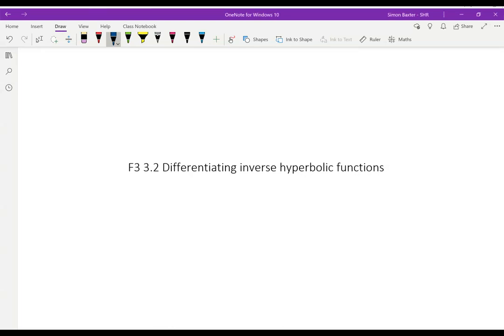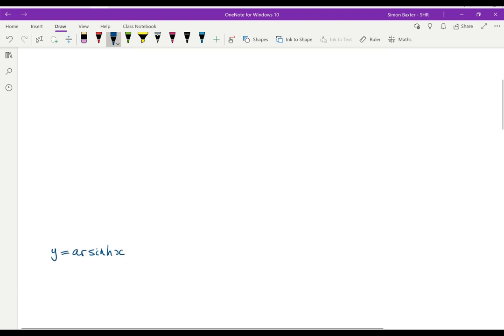Now we're going to look at differentiating inverse hyperbolic functions. We start off with y equals arsinh x. How are we going to cope with this? What's the first thing that we ought to do? Well, it means basically that sinh y is equal to x.